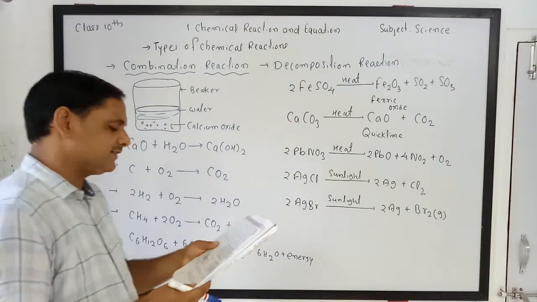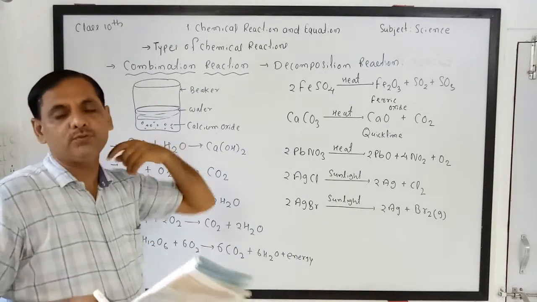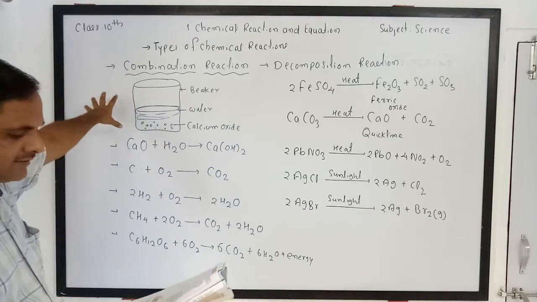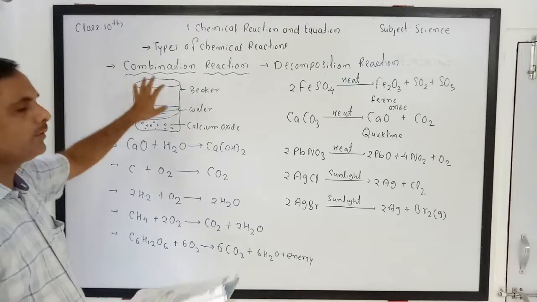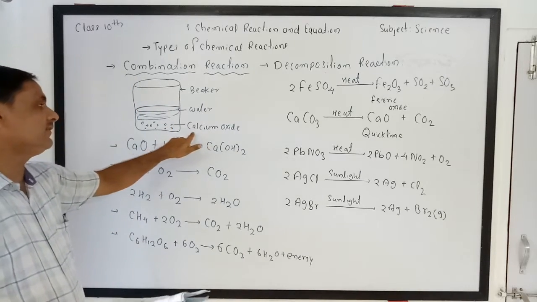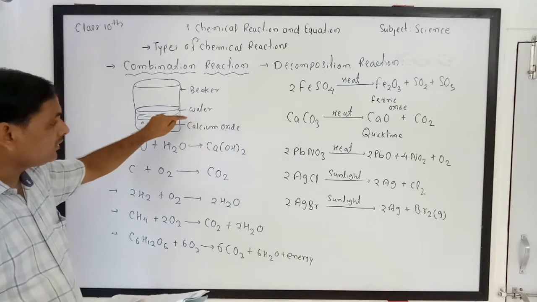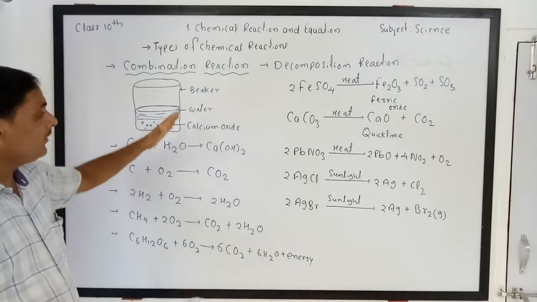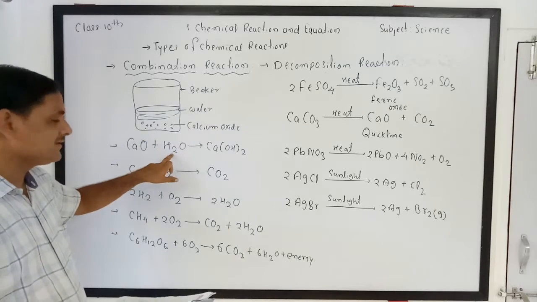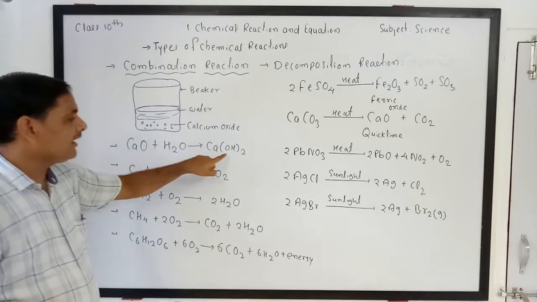Next we discuss the combination reaction. Combination reaction means two different types of atoms or compounds combine. Here we discuss one very important activity, 1.2.1. We take calcium oxide, whose formula is CaO, and add water. Water, with formula H2O, and calcium oxide combine, and then we get Ca(OH)2.